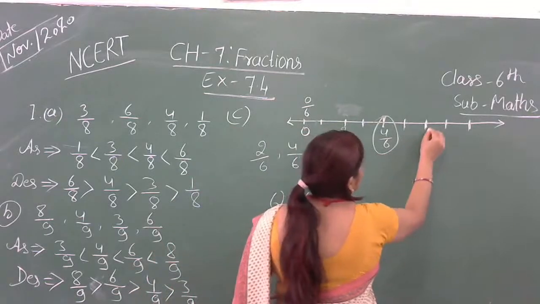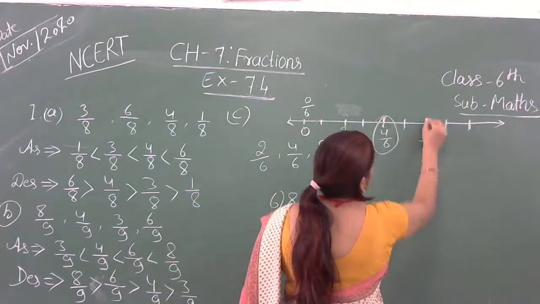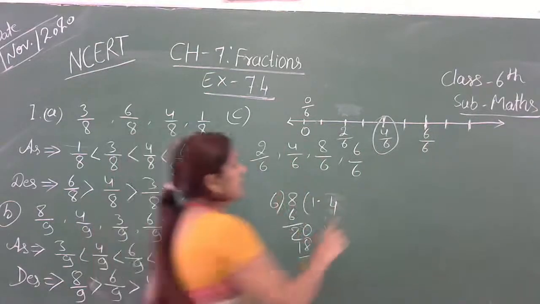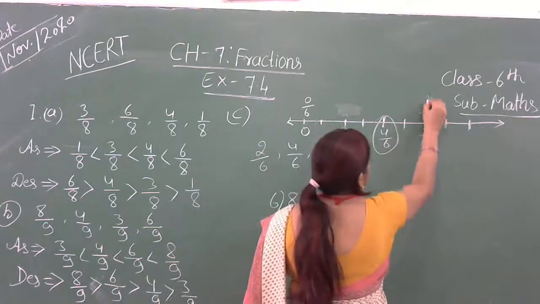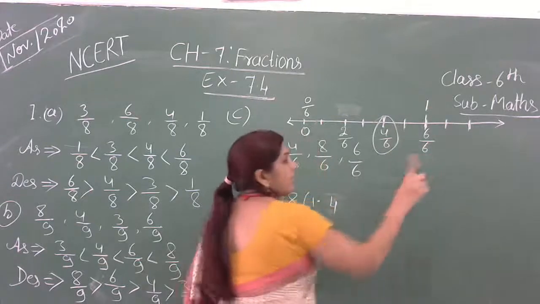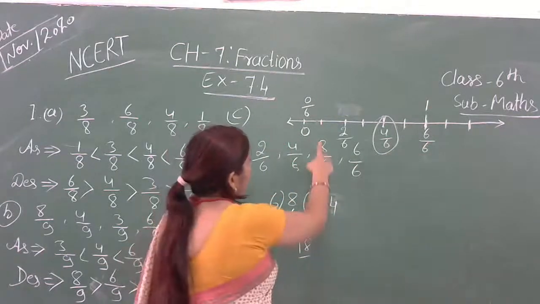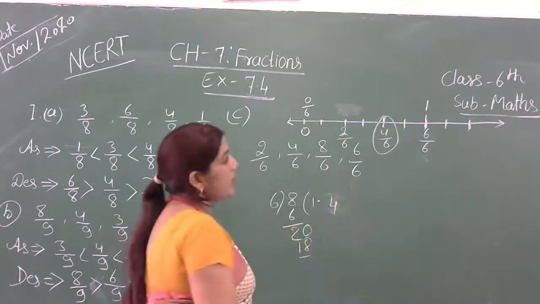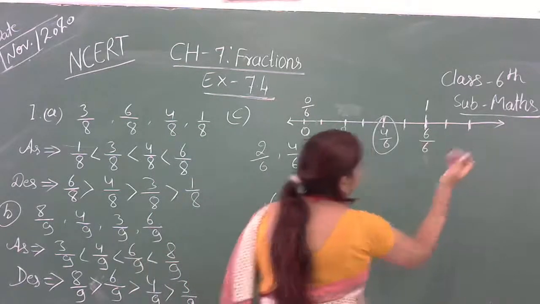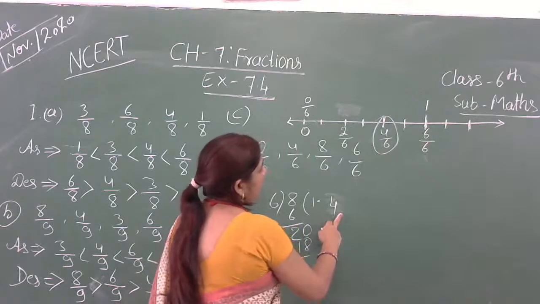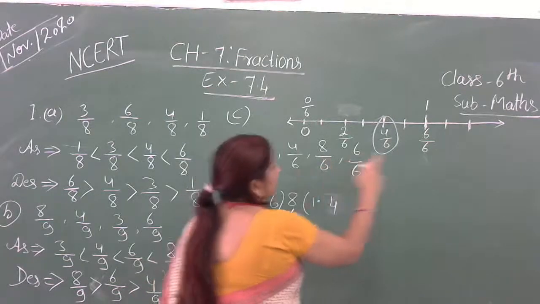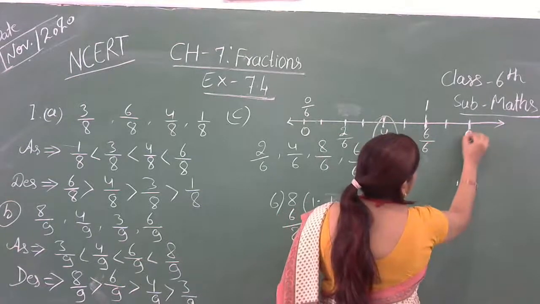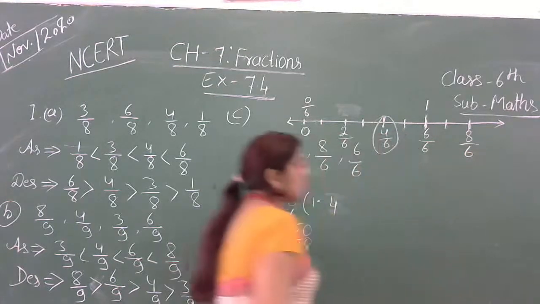So 5, 6. 6 upon 6, this point. 6 upon 6 is equal to 1. If you divide, you will get 1. Now last, this one is a greater fraction, meaning more than 1. Now you have to go ahead of 1, by how much? 0.4. 0.4 means 7 upon 6, 8 upon 6. Isn't it? 8 upon 6.